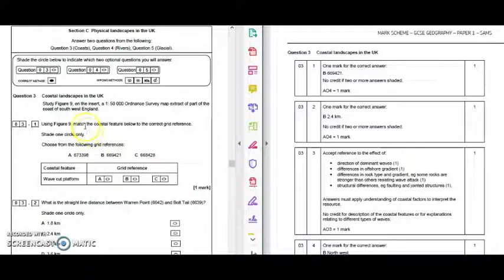3.1. Using figure 9, match the coastal feature below to the correct grid reference. Shade one circle only. So we've got A, B, and C. We've got 6-figure grid references. Just going to work out where the wave cut platform is.